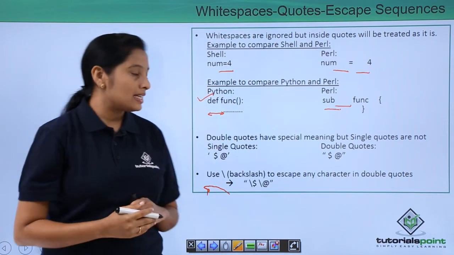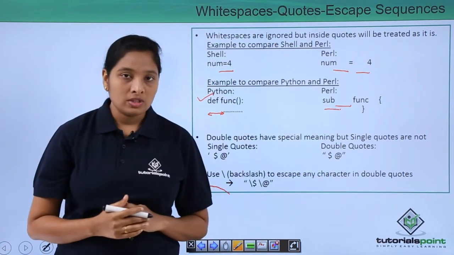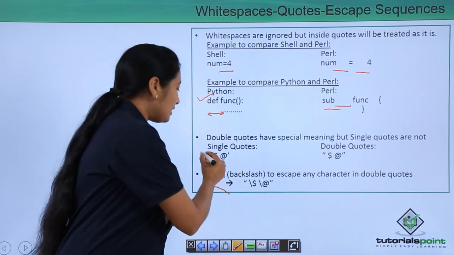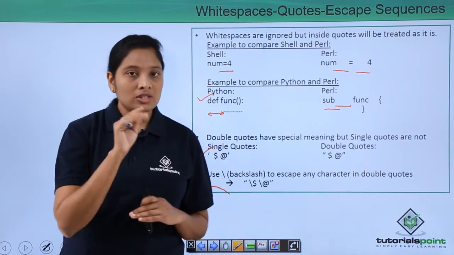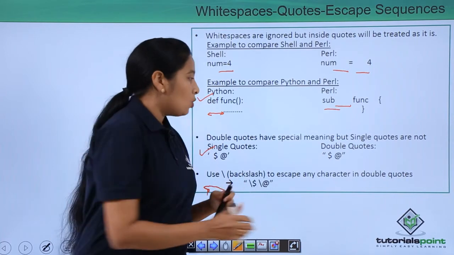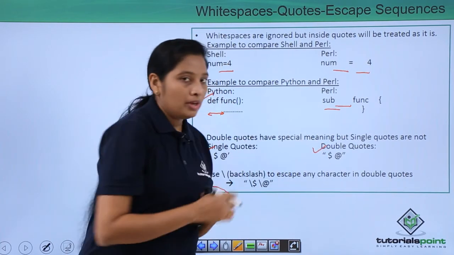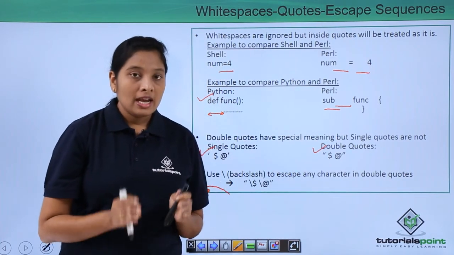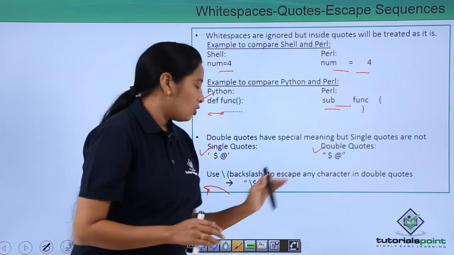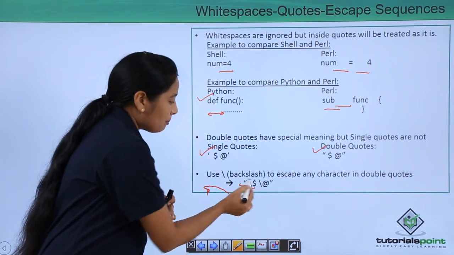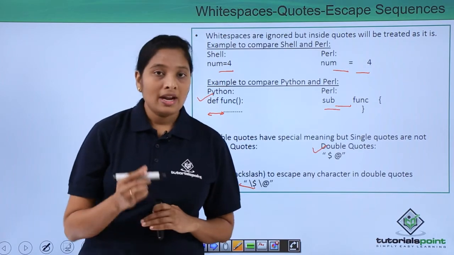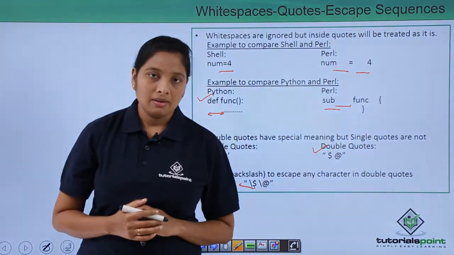Now, the second thing is about the quotes. In single quote, if you write any special characters, it loses its meaning. In double quotes, it has its own meaning. To forcefully lose their meaning in double quotes, use a backslash before them. Now let us see a practical example.